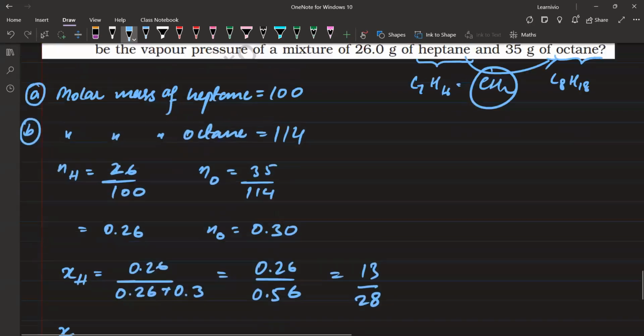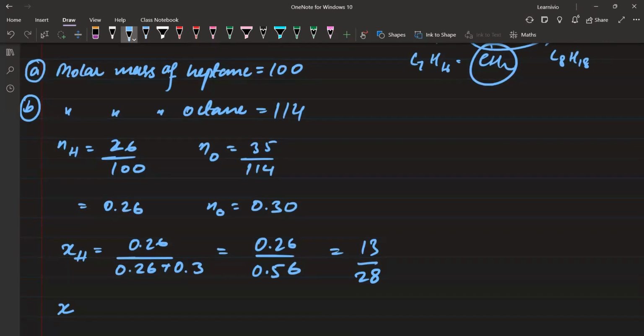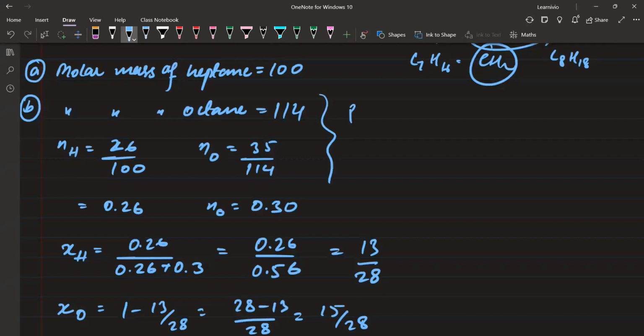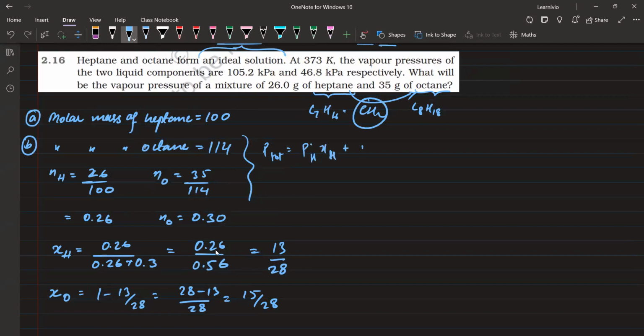You can also calculate the mole fraction of octane, but we don't need it by the way. Okay, but still, if you want to take it, you can take it. Mole fraction of octane will be equal to 1 minus 13 upon 28, which will be equal to 28 minus 13 upon 28. Just 15 upon 28. Then we have P total equal to, since you have calculated both the mole fractions, you can use this formula: P naught H chi H plus P naught O chi O.